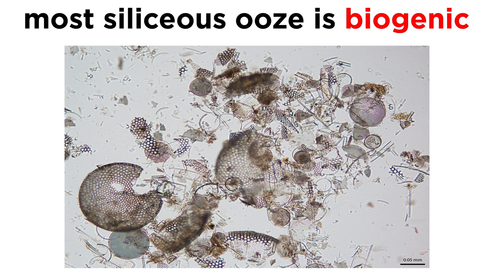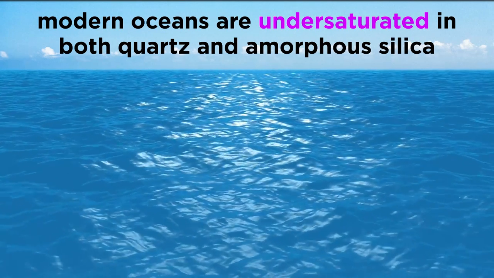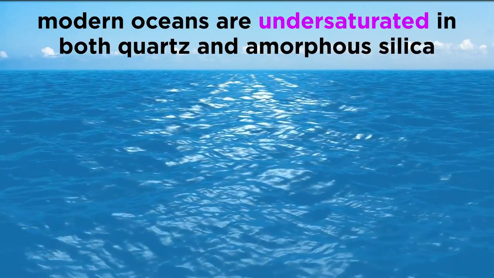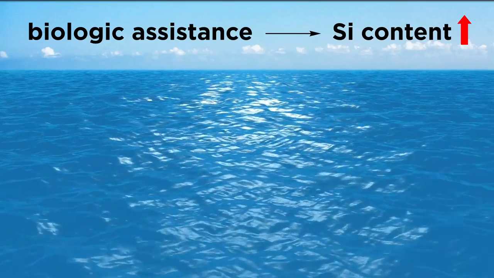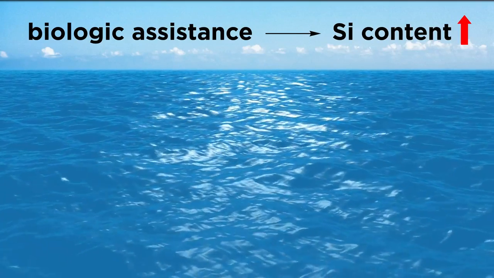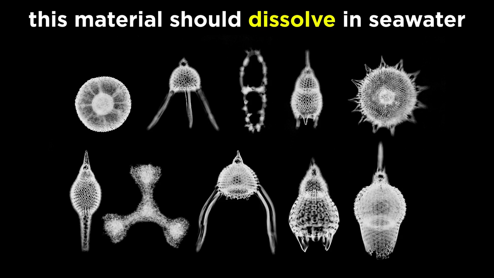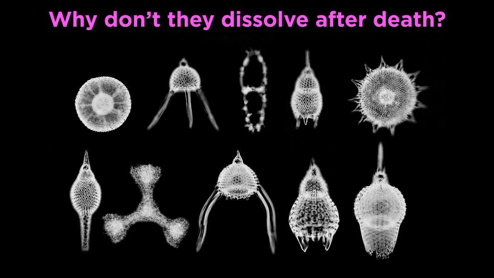Geologists currently think that most, if not all, siliceous ooze is biogenic. This is because, on average, modern oceans are grossly undersaturated with respect to both quartz and amorphous silica. Thus, biologic assistance is the only viable way to precipitate large amounts of silica in Earth's oceans. If you think about it, it is impressive that organisms can build skeletal tissues using a material that should dissolve in seawater. They escape dissolution by using various active protective systems, which obviously shut off after death. So why don't the skeletal fragments dissolve when the organism dies? Well, they often do, but not always.